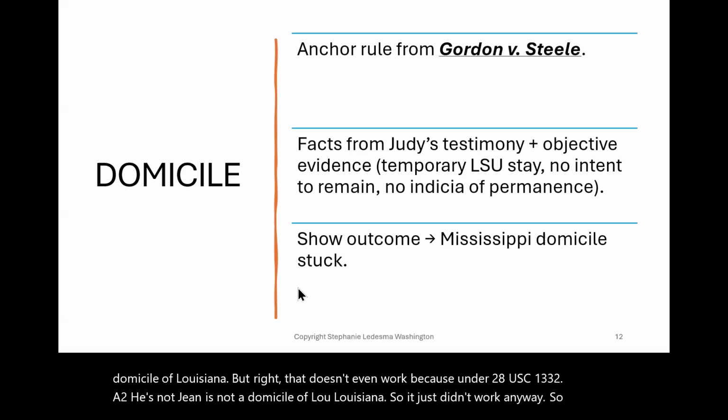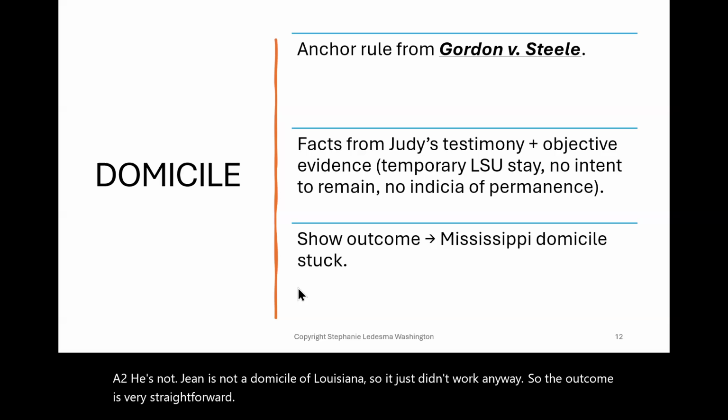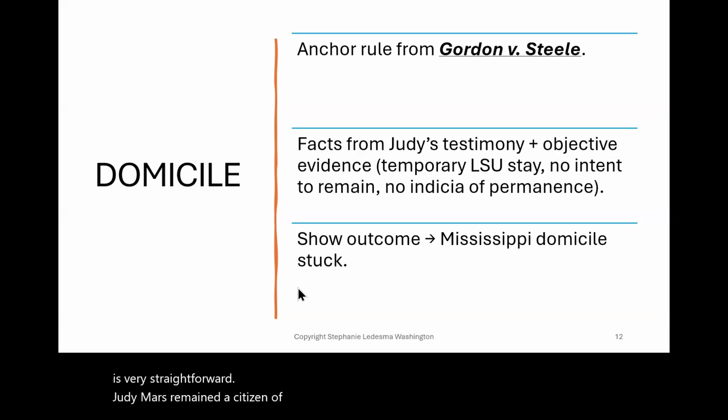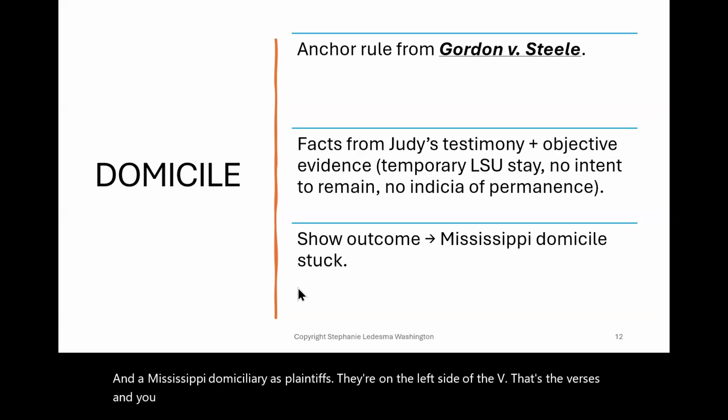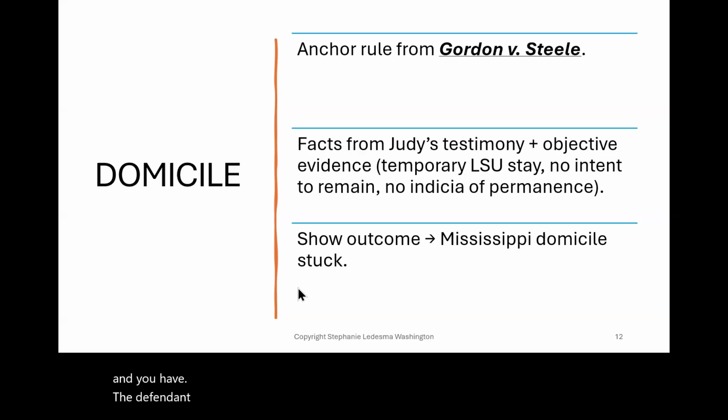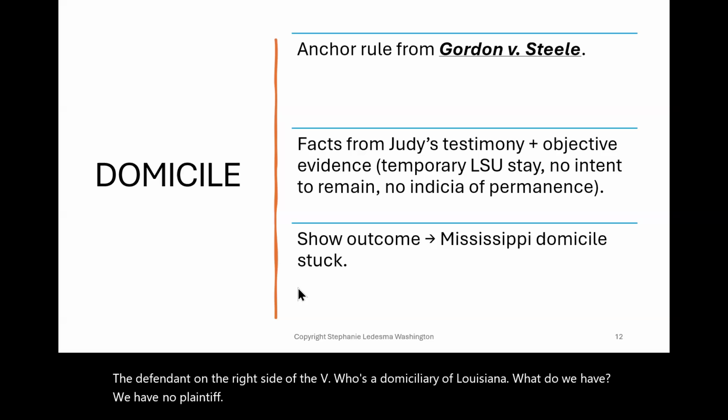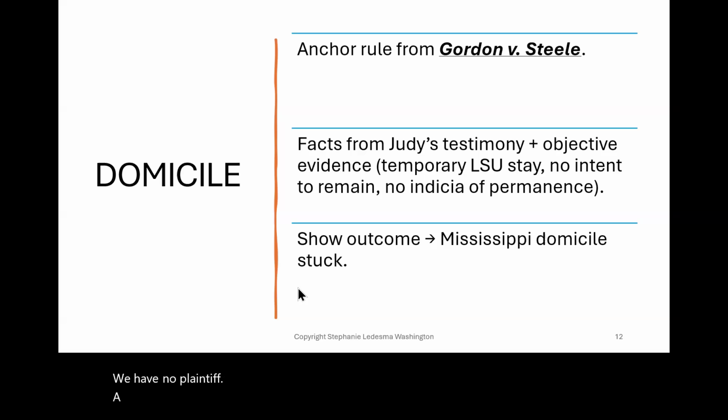So the outcome is very straightforward. Judy Moss remained a citizen of Mississippi. Done. So if we have a French national and a Mississippi domiciliary as plaintiffs, they're on the left side of the V, that's the versus. And you have the defendant on the right side of the V, who's a domiciliary of Louisiana. What do we have? We have no plaintiff sharing a state with the defendant. Looks like complete diversity to me. Let's go to the next one.